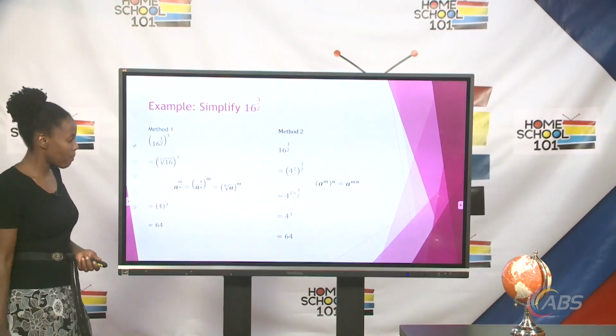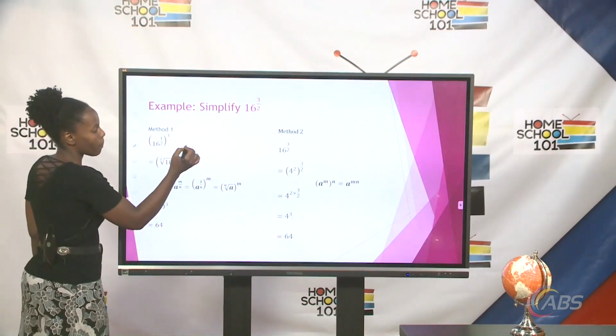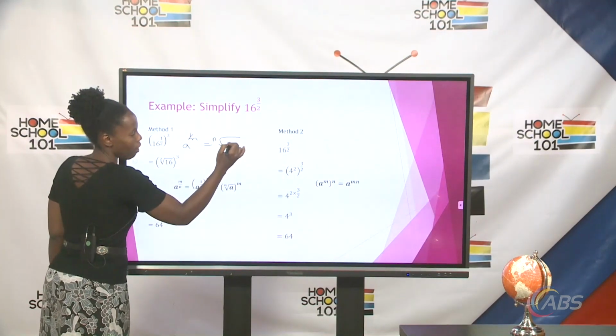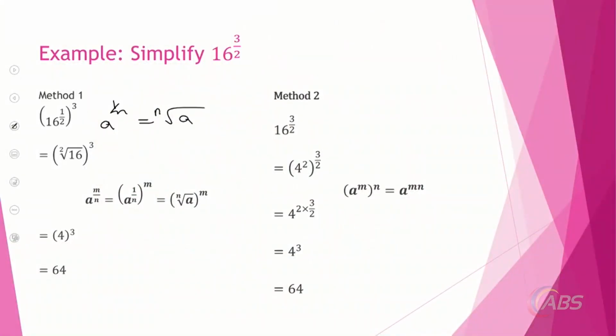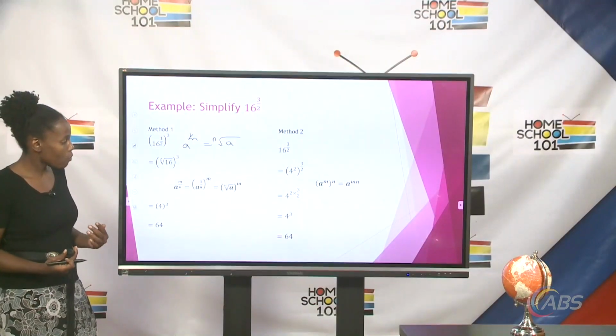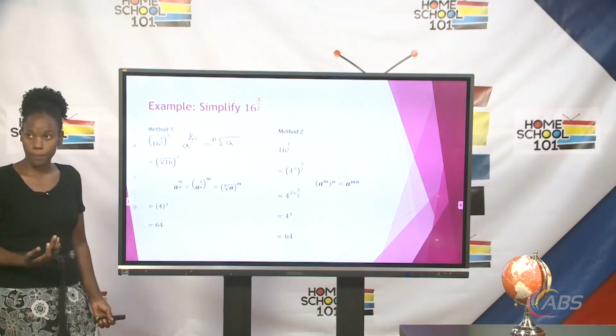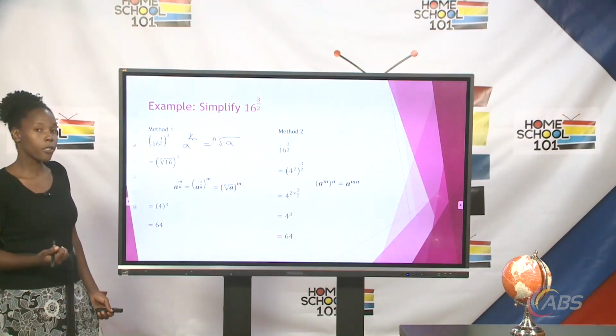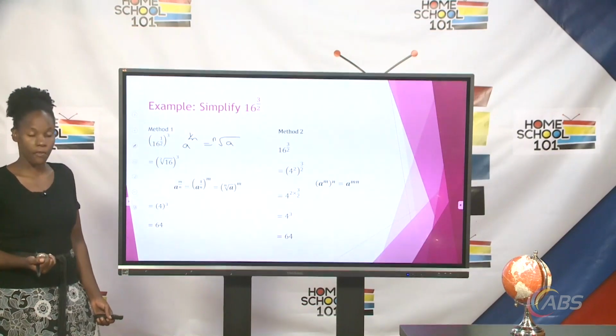So for the first method, I'm simply applying the property which states that a to the 1 over n is equal to the nth root of a. So essentially, I have 16 to the power 1/2. I can simply write this as the square root of 16. And usually, you would not see a 2 there, but once you see the square root sign and the number, you're taking the square root. So it is the square root of 16 to the power 3. We know that the square root of 16 gives us 4, hence it becomes 4 to the power 3, which gives us 64.